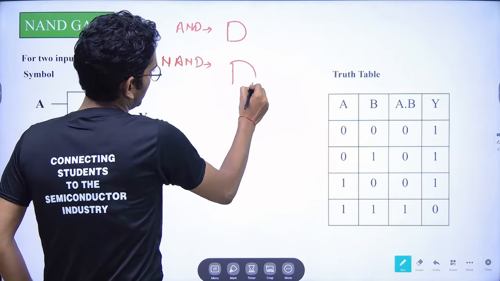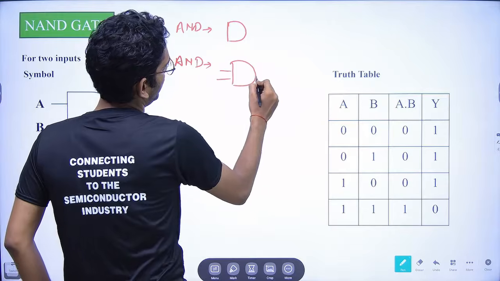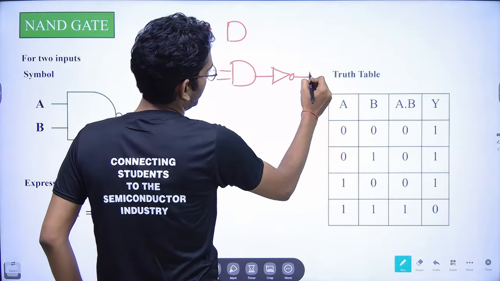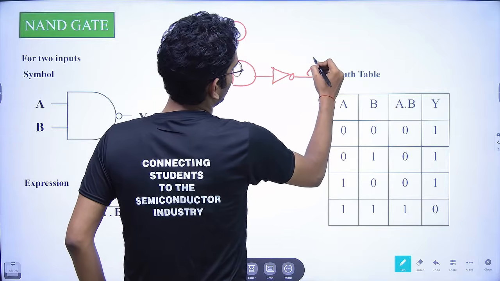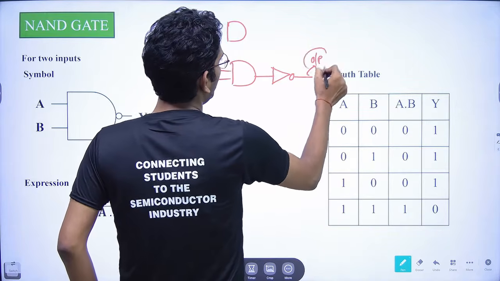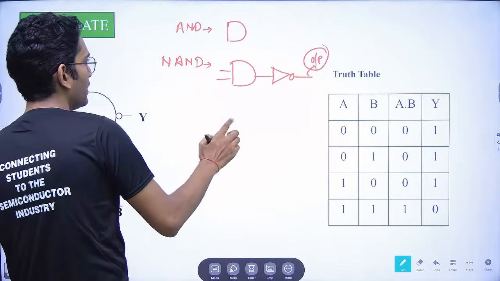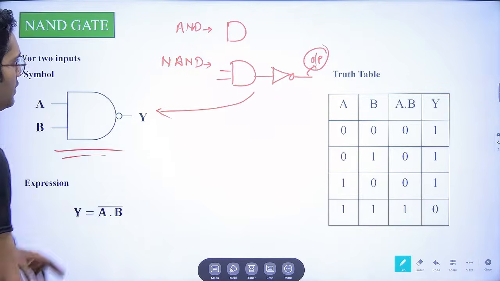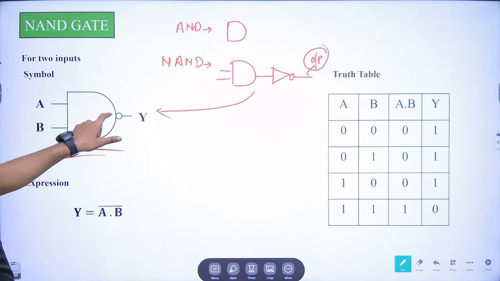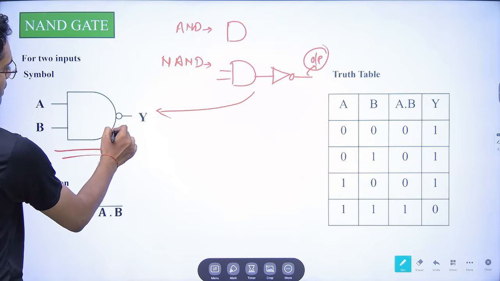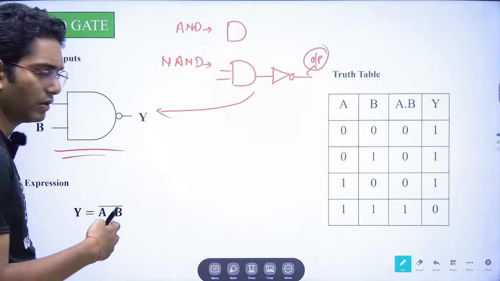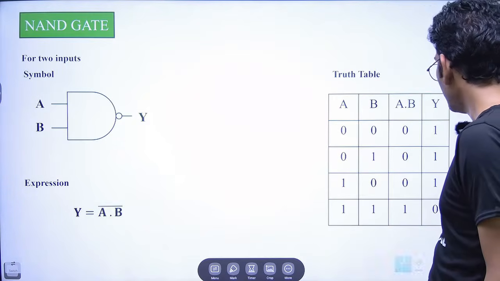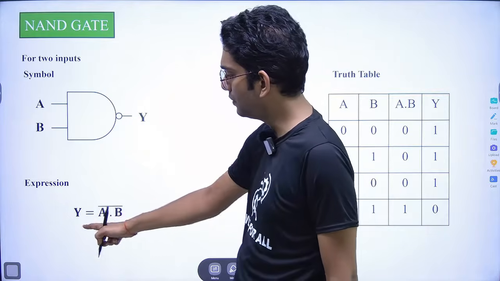This means the output of this AND gate is passed through an inverter, and we are getting the final output of the NAND gate here. Fine. Output of the NAND gate we are getting here. So this is basically the simplified logic symbol of the NAND gate, a D and a circle. This represents the inverter operation, or you can say this is the basic symbol of the NAND gate. Fine. Now, what would be the expression?